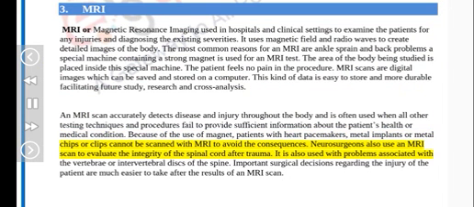Neurosurgeons also use an MRI scan to evaluate the integrity of the spinal cord after trauma. It is also used with problems associated with the vertebrae or intervertebral discs of the spine. Important surgical decisions regarding the injury of the patient are much easier to take after the results of an MRI scan.